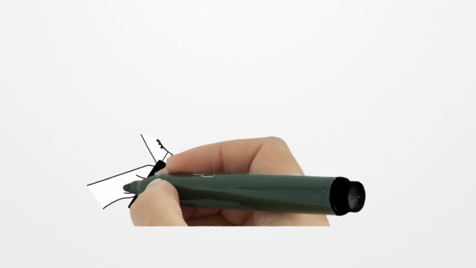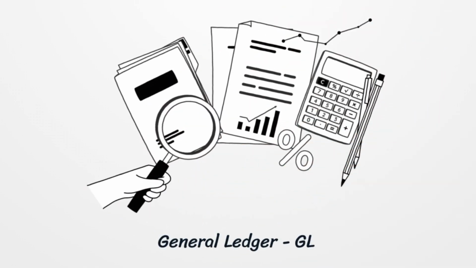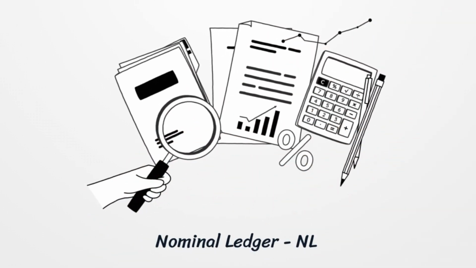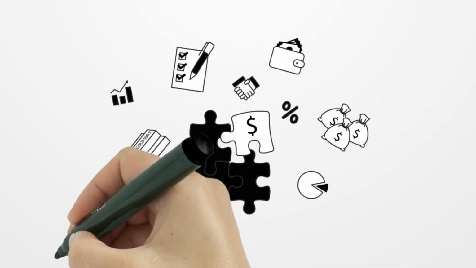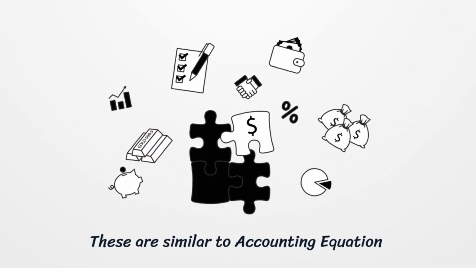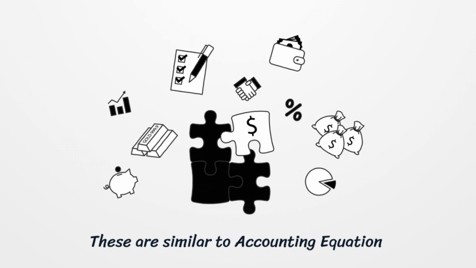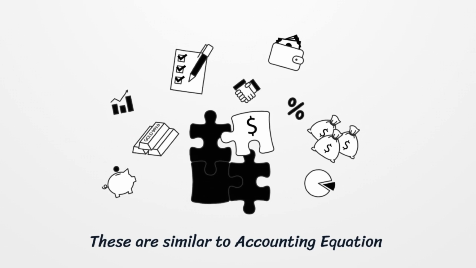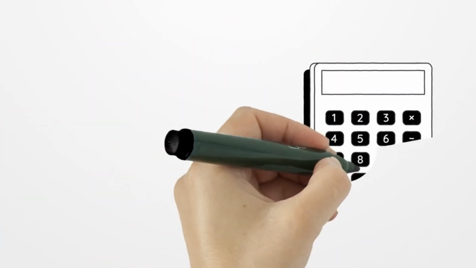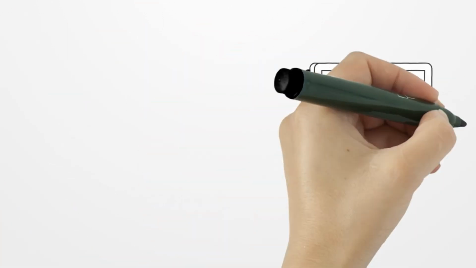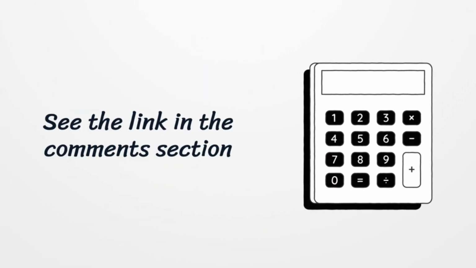In this video, we will be talking about the GL, or general ledger, which is also referred to as the NL, or nominal ledger. These are essentially extensions of the accounting equation. In other words, if you understand the accounting equation, it will be easier to grasp the GL and GJ concepts. We will explore these topics in relation to equity, using similar examples from the accounting equation video. Please refer to that video, and I will include the link in the comments section of this video.